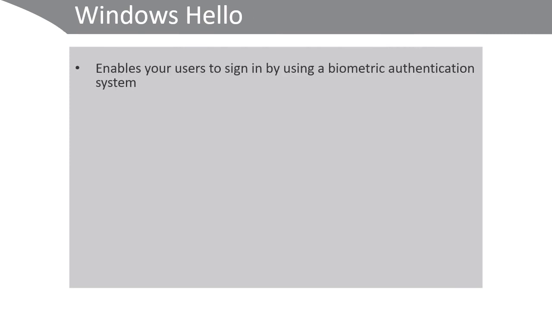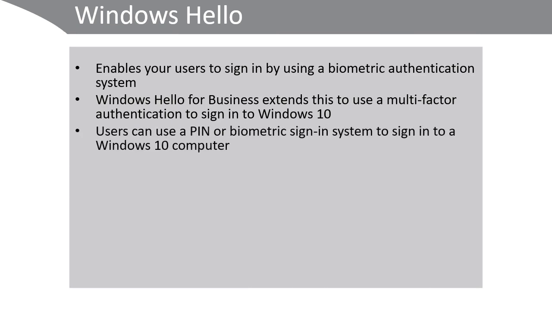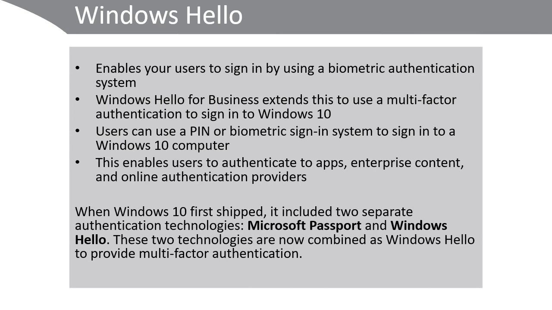Windows Hello enables your users to sign in by using a biometric authentication system. Windows Hello for Business extends this to use a multi-factor authentication system to sign into Windows 10. Users can use a PIN or biometric sign-in system to sign into their Windows 10 computer. This enables users to authenticate to apps, enterprise content, and online authentication providers. It's worth noting that when Windows 10 first shipped, it included 2 separate authentication technologies known as Microsoft Passport and Windows Hello. These 2 have now combined as Windows Hello to provide for multi-factor authentication.